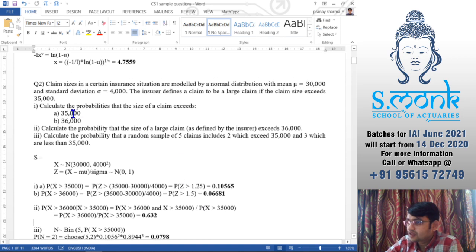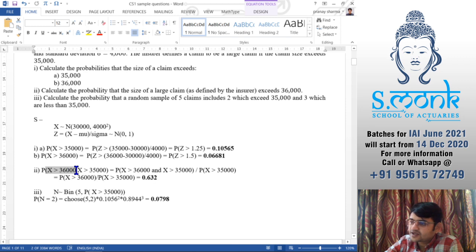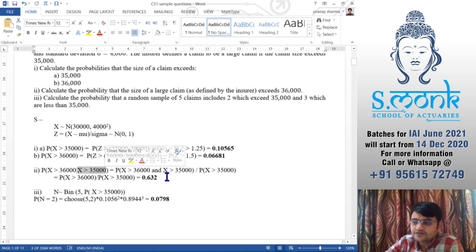Then they are asking us to calculate the probability that the size of a large claim, as defined by the insurer, exceeds 36,000. Now see, reading this, calculate the probability that the size of a large claim. So this is the given information, that it is a large claim. We want to find that it exceeds 36,000. So we want the probability of x greater than 36,000 given x is greater than 35,000. So this is a conditional probability.